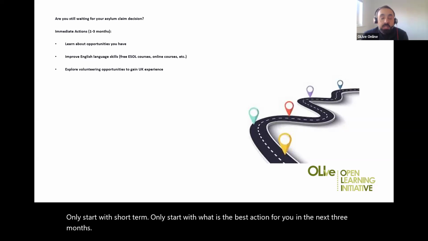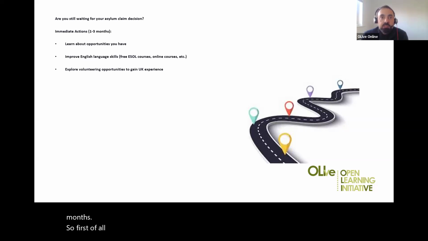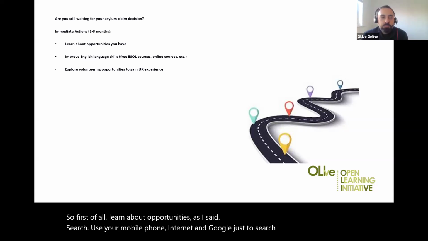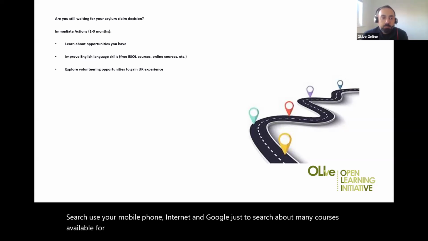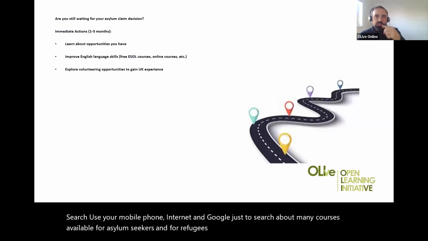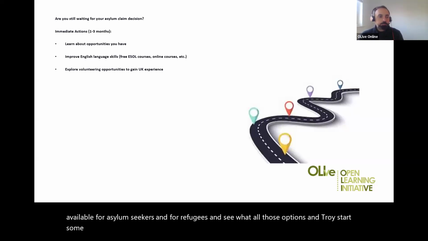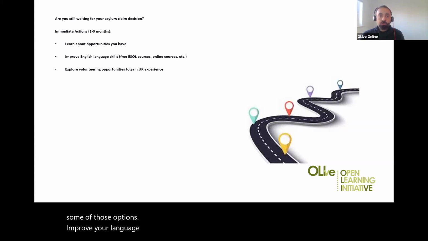So first of all, learn about opportunities. As I said, search, use your mobile phone, internet, and Google just to search about many courses available for asylum seekers and for refugees. And see what are those options and start some of those options. Improve your language. If you are not in college, go to college.